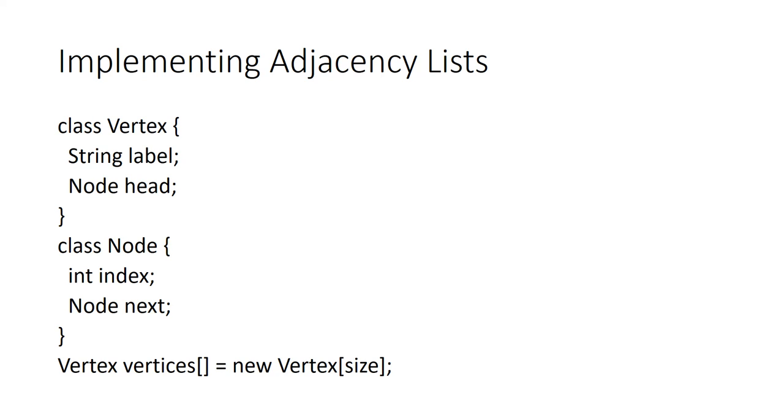And then I declare an array of vertices of type vertex. So vertex vertices is some size of an array. You'll notice this is a one-dimensional array here, unlike the matrix approach where I'd have a two-dimensional array. This is a one-dimensional array. I'm simply holding all of my vertexes.